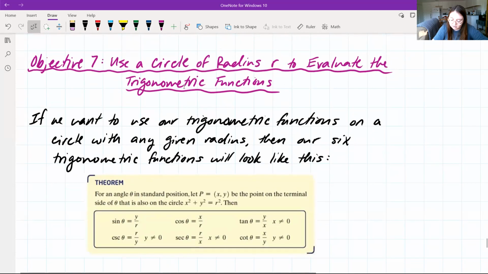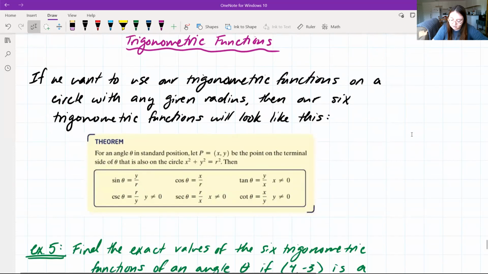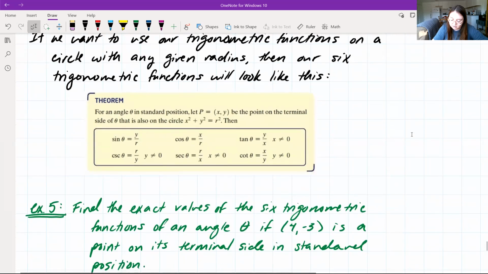All right, and then our last objective here, objective 7, we want to use a circle of radius r to evaluate the trigonometric functions. So if we want to use our trigonometric functions on a circle with any given radius, then our six, oh my gosh, I'm having the hardest time saying that today. Trigonometric functions will look like this. So we have this theorem here.